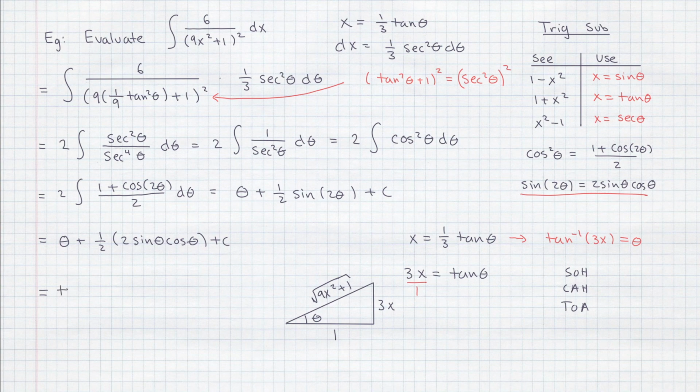So this is going to be the inverse tangent of 3x plus, and then the 1/2 and the 2 cancel. So now I just need to do the sine of theta. So sine is going to be opposite over hypotenuse, and then times the cosine of theta is going to be adjacent over hypotenuse. This was a lot of work.